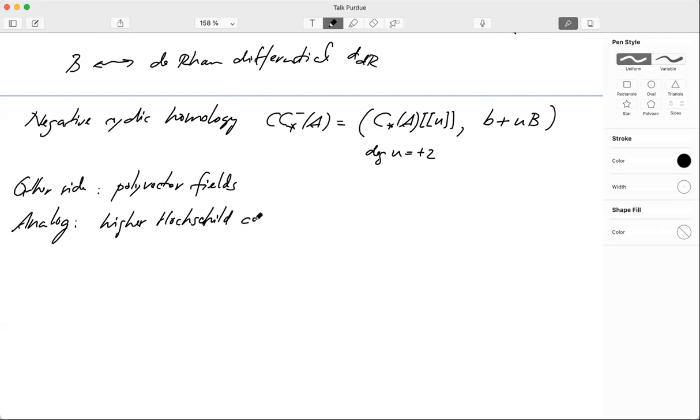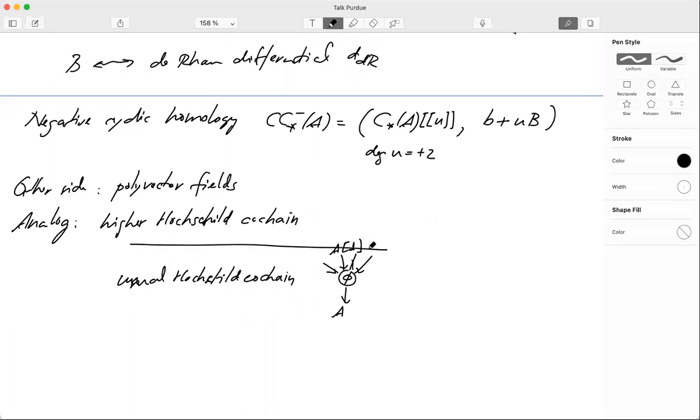Because I'm getting near the end, I don't want to spend too much time defining what it is, but I'm just going to make some drawings. So a usual Hochschild cochain you should see as something that takes many inputs valued in A shifted by 1 and outputs one thing valued in A. This is the usual Hochschild cochain.